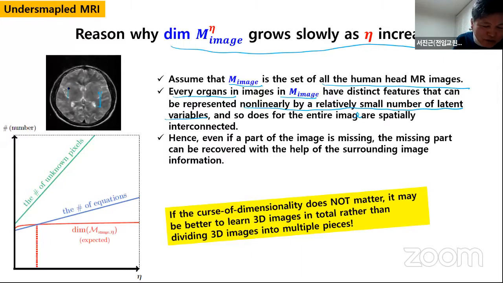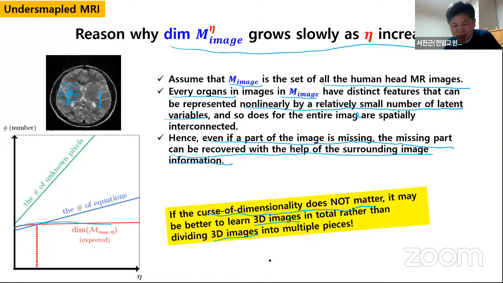Even if you do not know this part, you can do the inpainting because the surrounding information provides it. Hence, even a missing part of the image can be recovered with the help of the surrounding image information. That's the reason why the dimension of the manifold is not increasing. So if the curse of dimensionality does not matter, it may be better to learn 3D images in total rather than dividing 3D images into multiple pieces. Anyway, this is my personal opinion, but my personal opinion is usually not correct.